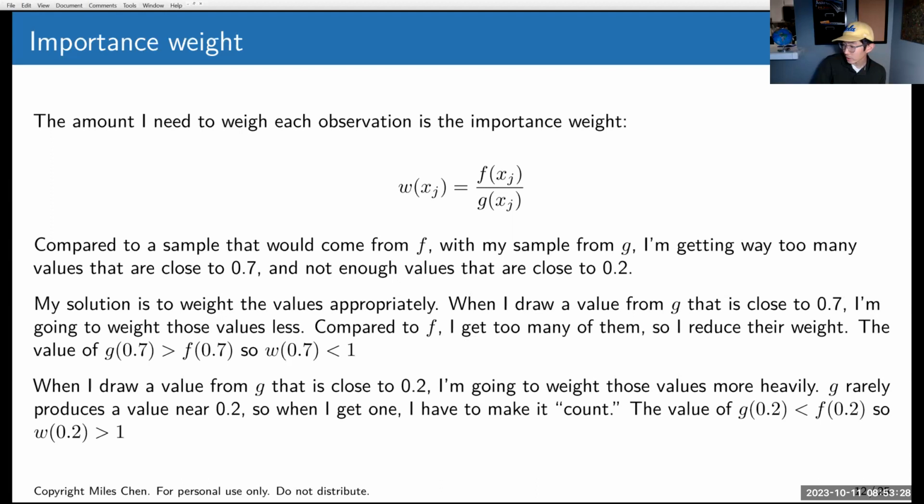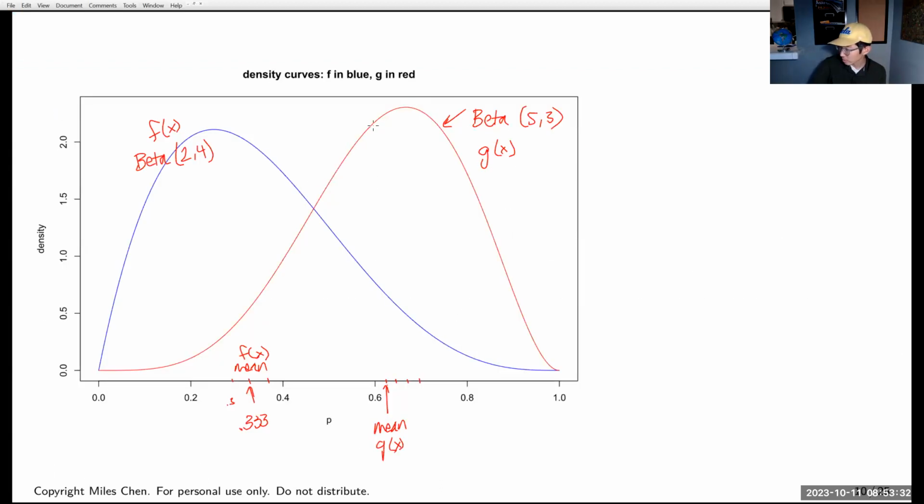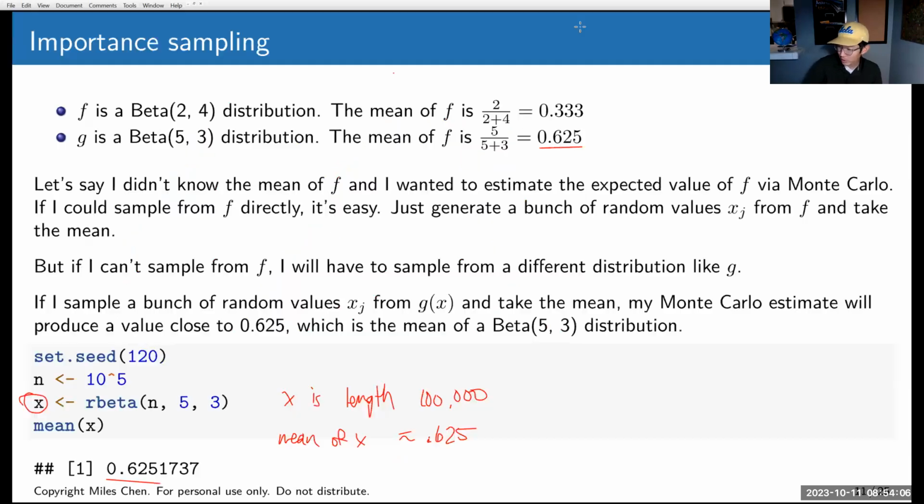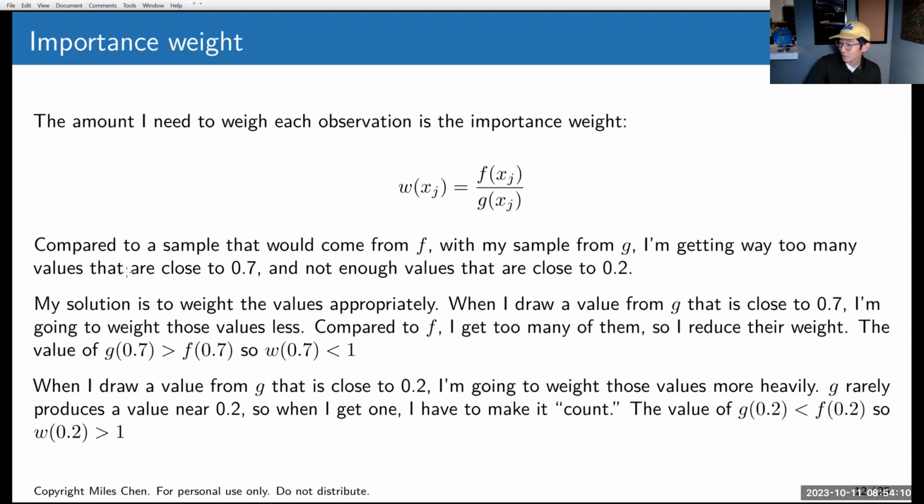If we look back at this, basically the values I have are coming from the red distribution. If we look at the number, say 0.7, in the red distribution I'm going to have way too many values, right? Because here the red distribution generates, with a very high probability, lots of values near 0.7, and in F of X, I only need a few of them. So all of those values that come near 0.7 get weighted less, right? When I draw a value from G that's close to 0.7, I'm going to draw a bunch of these values. I'm going to weight those values less.